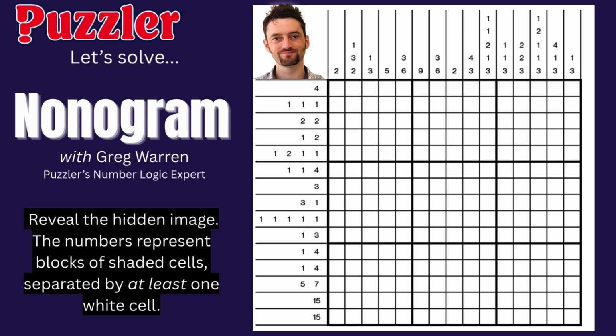puzzle. On screen, we have a 15 by 15 nonogram. The aim is to shade in certain cells of the grid to reveal a hidden image. The numbers outside the grid tell you how many shaded cells are in that row or column.